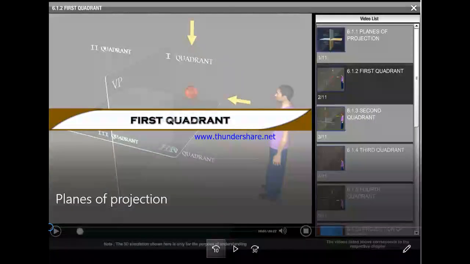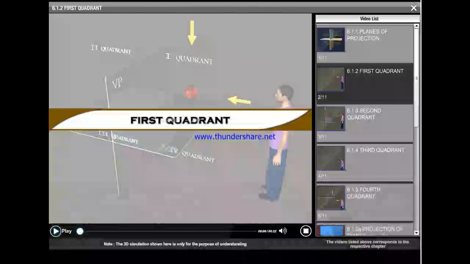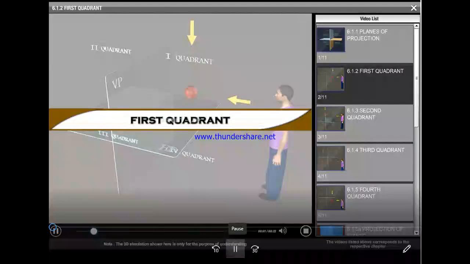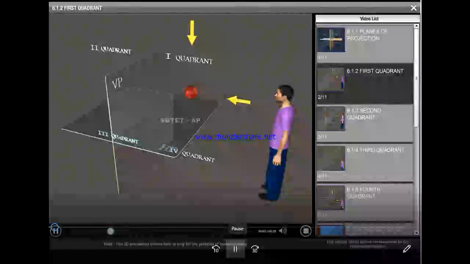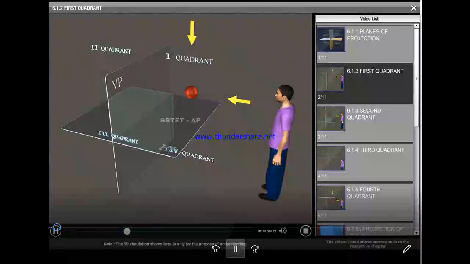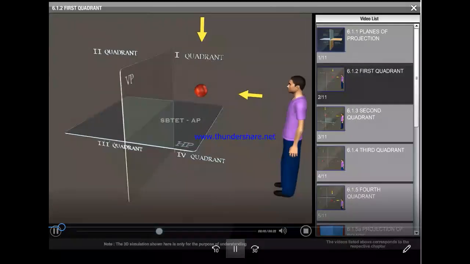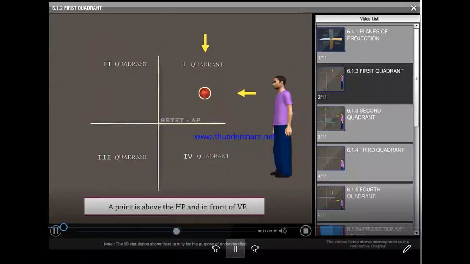Now once again, first quadrant. In this we will see about how an object can be placed in the first quadrant. It is a quadrant in which an object can be placed above the horizontal plane and in front of the vertical plane with respect to the observer.